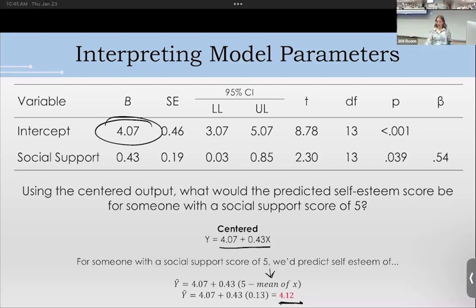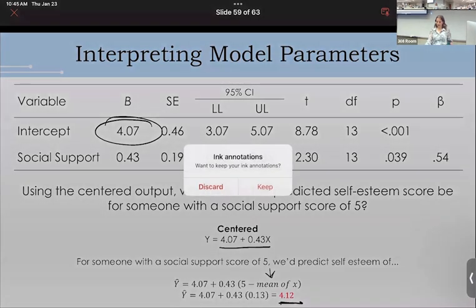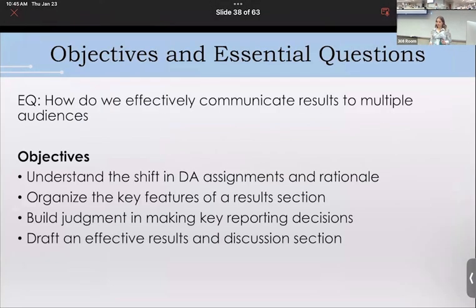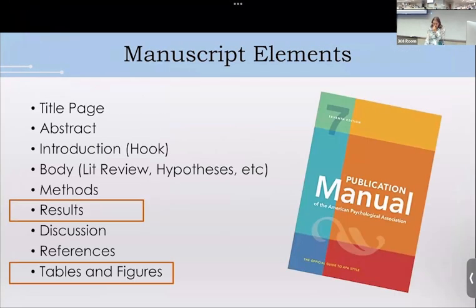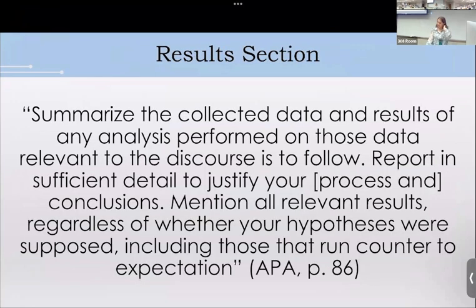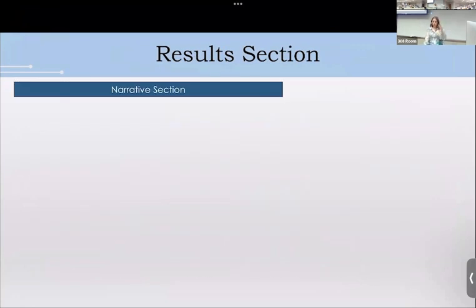Cool. Now I'm going to go back to the writing, and then we'll dive into the demo. Writing a results section: how do we organize our results and our tables and figures? We have two parts of the results section. One is our narrative, what you're actually writing up, and one is the tables and figures. This slide gives you a good overview of everything that needs to be in both of those sections, so tag this slide as something to come back to.